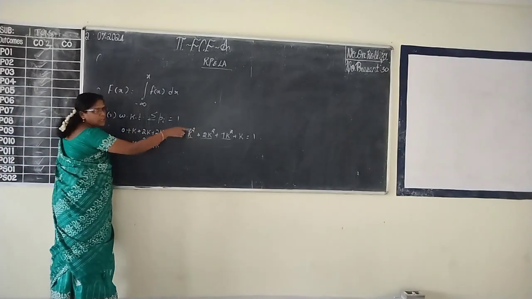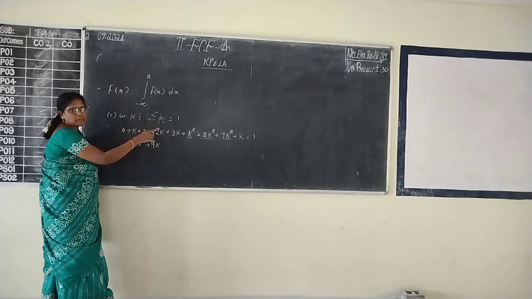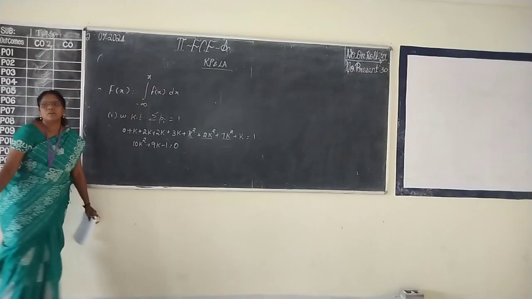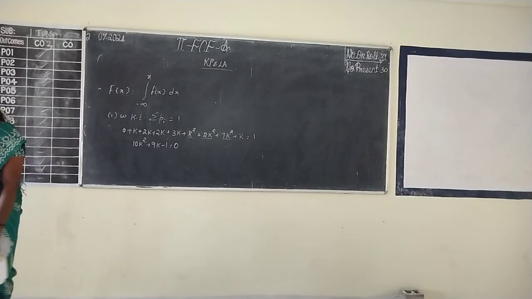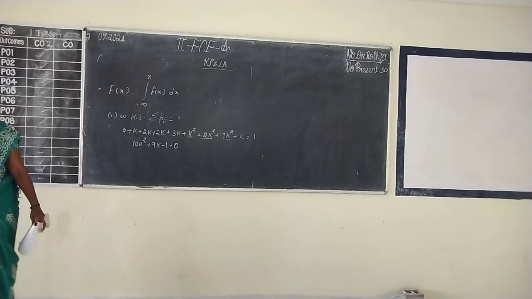And you have 1 on the right hand side, no? Bring it to the left hand side. The sign will change. Since it is plus, it will become minus. So 10k square plus 9k minus 1 equals 0. We are getting this as a quadratic equation. Solve it. If you don't know how, take the help of the calculator and find the roots.